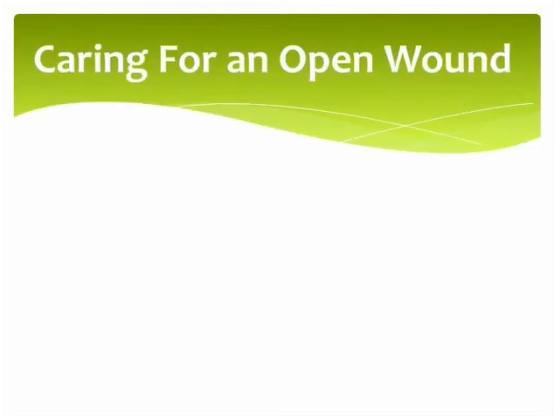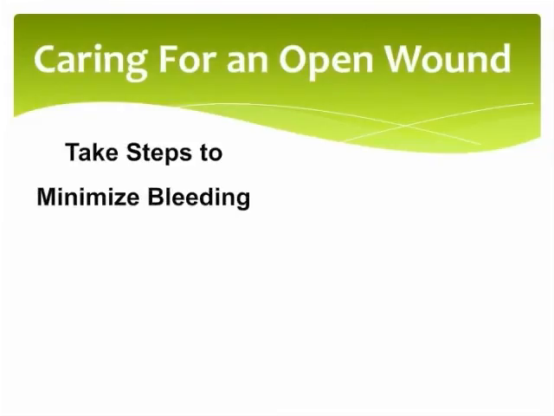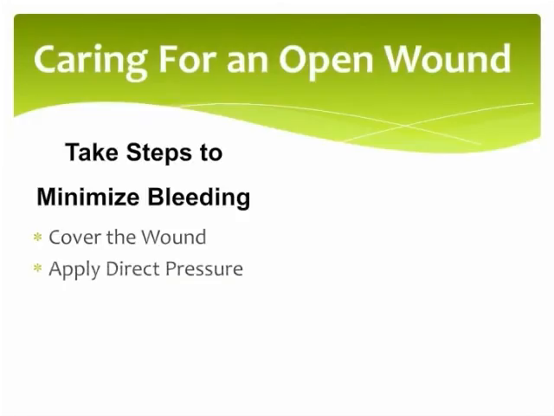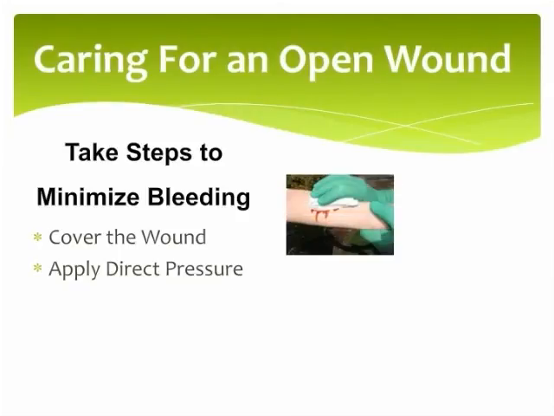When caring for an open wound, it is important to keep the wound clean as well as take steps to minimize bleeding. Caregivers should always put on gloves before caring for a wound. The first step is to cover the wound with a sterile dressing or gauze square. Direct pressure should be applied over the wound to help limit bleeding. If the wound bleeds through the dressing, simply add more gauze. Never remove the first dressing that was placed, as a clot may have started to form and can be ripped away by removing the dressing.